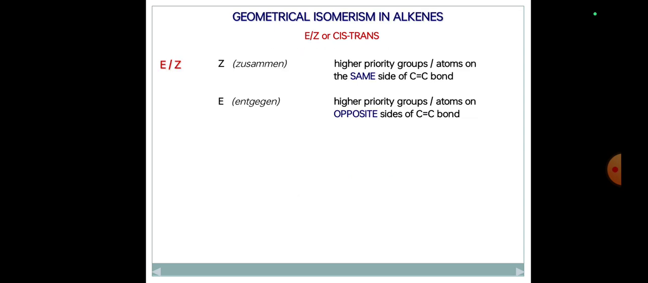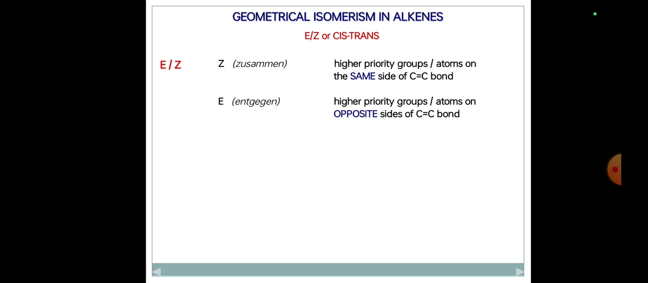It is another type of isomers, that is cis and trans. It is also known as E and Z type of nomenclature for the isomerism.